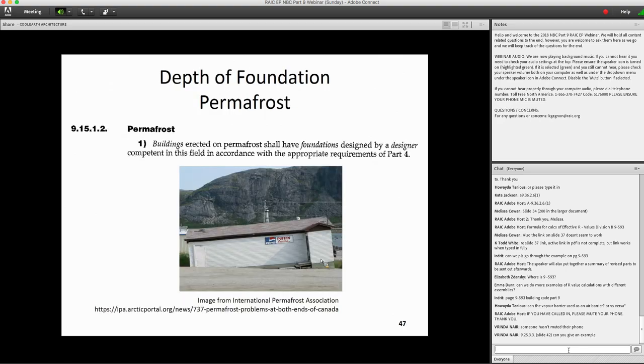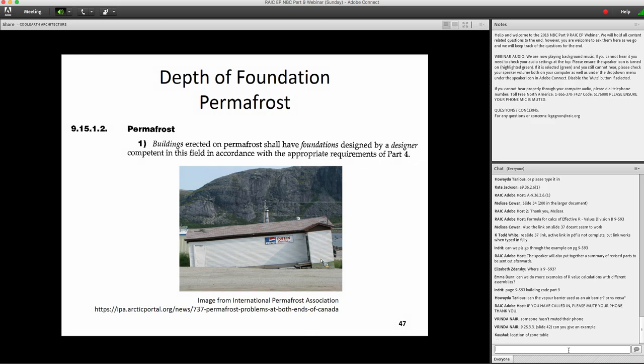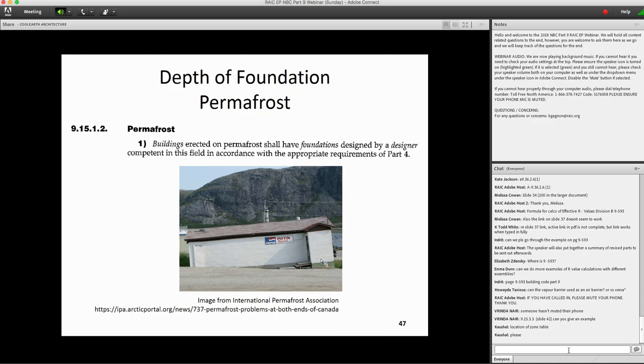Okay, so I'm going to take a couple of minutes just to talk about permafrost, and this is an interesting building science concept used for insulation. There's a requirement in the code that if you're building in an area with permafrost, you have to have a particular designer competent in this field, and here's why you need that.